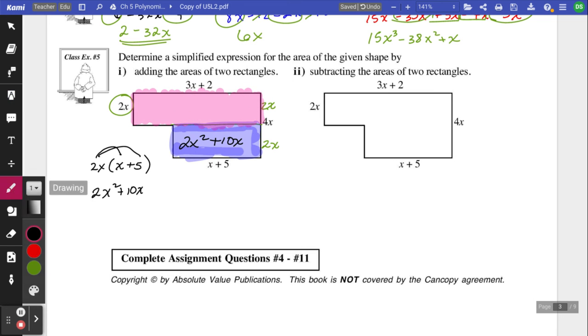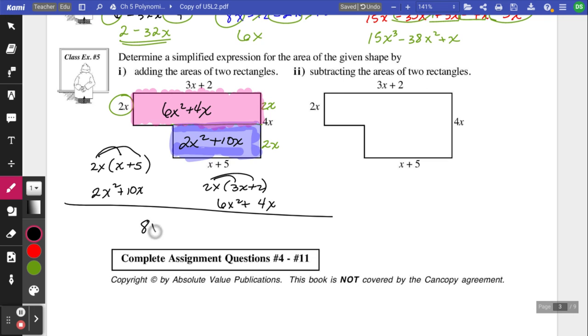So what's the area of that one? Well, length times width again. So it's 2x times 3x plus 2, right? Length and width. So we end up with 6x squared plus 4x. To find them in total, add them all together. 8x squared and 14x. Done. Good.